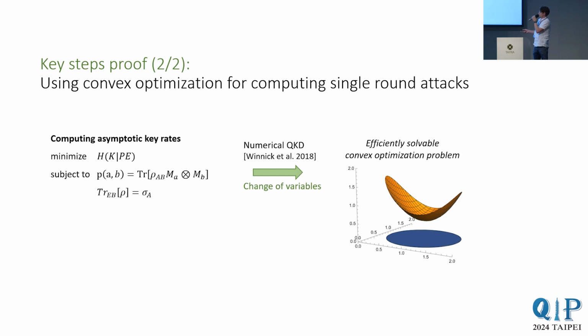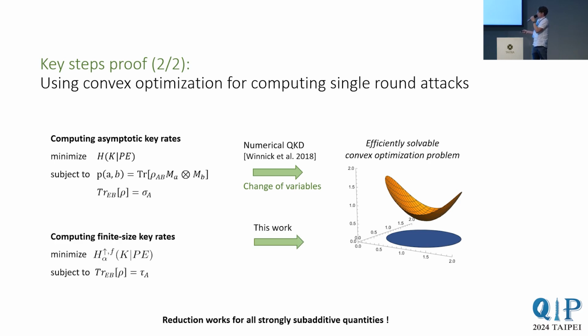What we did was that if you now look at a different problem where you want to find the worst case F-weighted Renyi entropy conditioned on some linear constraints, then actually you can use the same change of variables. And in fact, this reduction will work each time you have an entropic quantity that is strongly subadditive. And so now, the general worst case attack of n rounds is reduced to a single round. And then at the last step, we use a convex optimization solver to find this worst case attack.